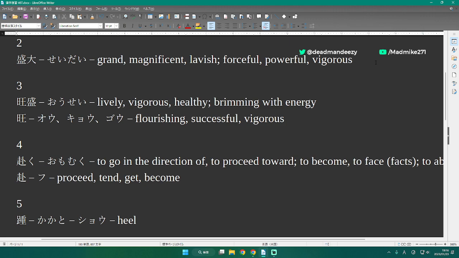Seidai desu. Seidai is grand, vigorous, forceful, lavish.